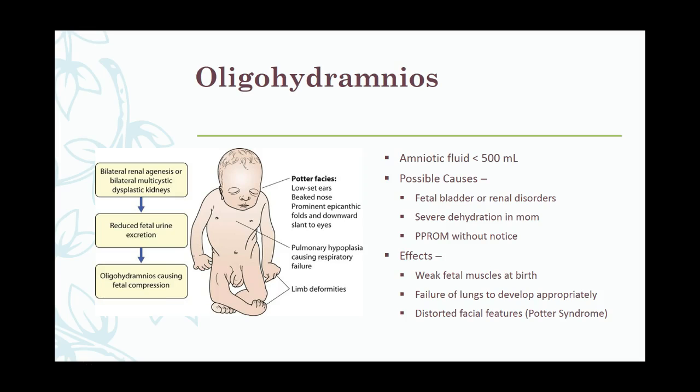These fetuses may also have distorted facial features. Specifically, this is called Potter syndrome. They have low-set ears, a beak-looking nose, prominent epicanthic folds, and a downward slant to the eyes. So they almost look Down syndrome-like, sort of. They may have pulmonary hypoplasia, which will cause respiratory failure, and their limbs may be deformed.